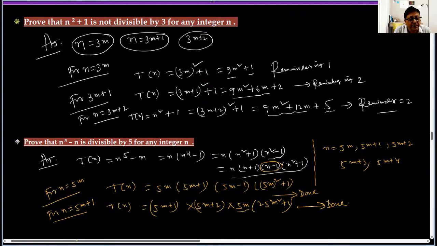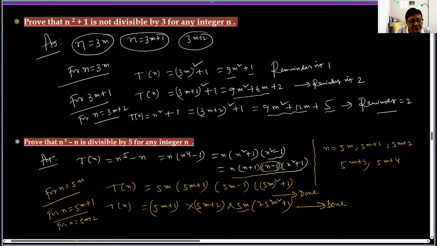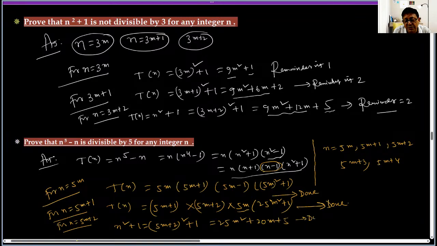Why? Because I'm just taking that factor where there is a chance of divisibility. This factor n square plus 1 is what? 5m plus 2 whole square plus 1, which is 25m square plus 20m plus 4 plus 1. See, this is also done.